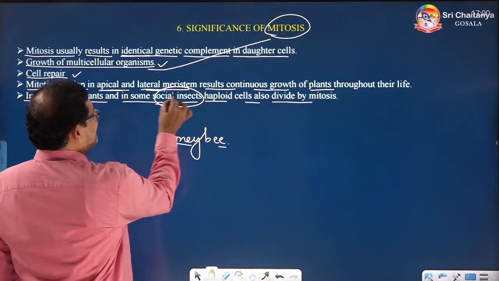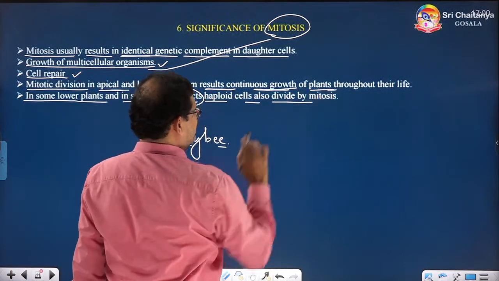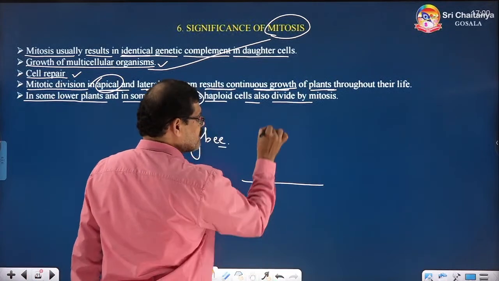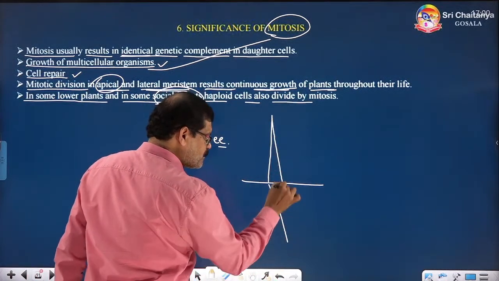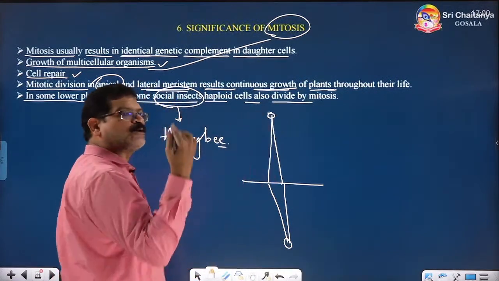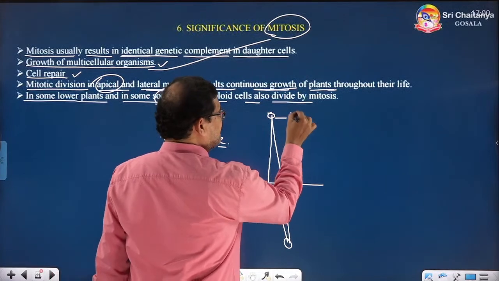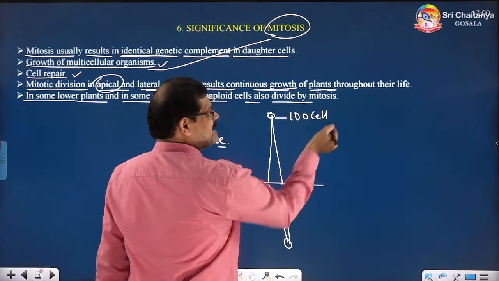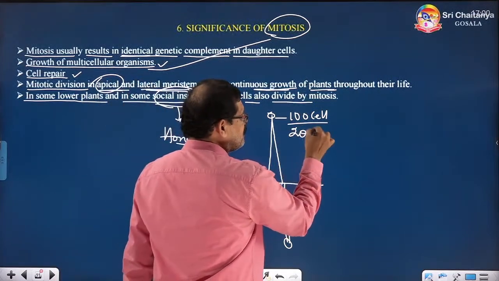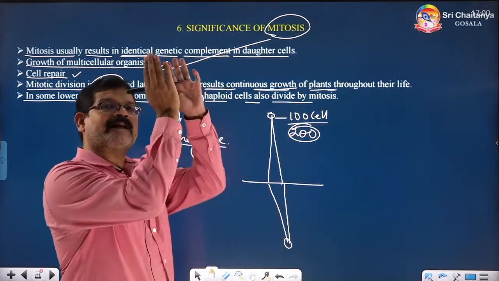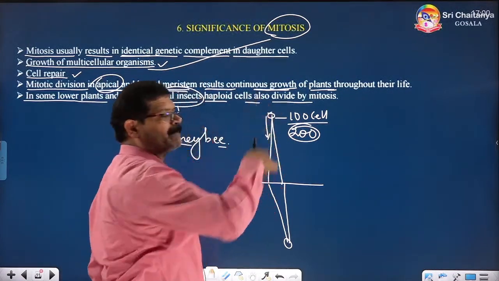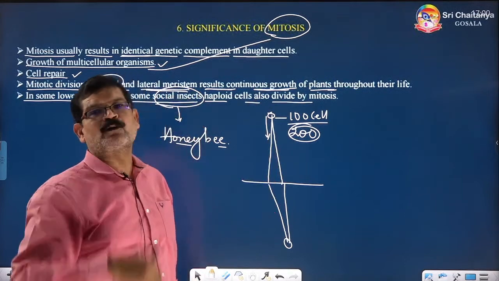Generally, the apical and the lateral meristem result in a continuous growth of the plant. Take the apical meristem: this is the ground, this is the shoot system, and this is the root system. Root tip contains root apical meristem, shoot tip contains shoot apical meristem. Say for example, here 100 cells are there. The 100 cells divide. Once they divide, how many cells will be produced? 200 cells. 100 cells will be retained there only, and 100 cells will be sent back to the proximal portion of the plant body where the plant will be growing.